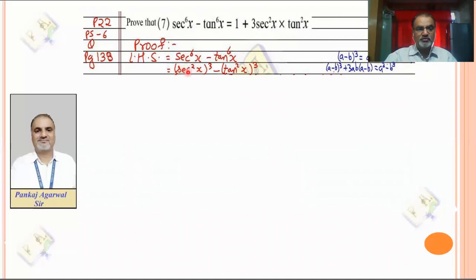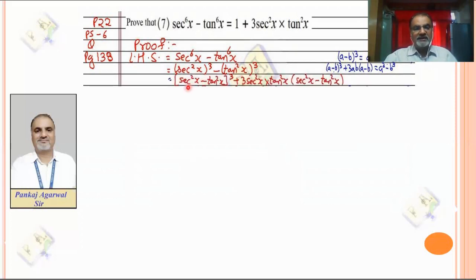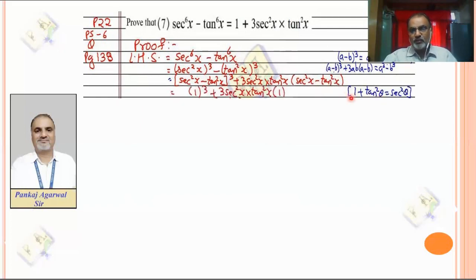So this sec square x is the a term and tan square x is the b term. So we'll get a minus b the whole cube plus 3ab into a minus b. I'll get it as sec square x minus tan square x the whole cube plus 3 sec square x into tan square x into sec square x minus tan square x. Now we know that squares have an identity. So what is the identity? We know that 1 plus tan square x is equal to sec square x. Therefore, sec square x minus tan square x is 1.